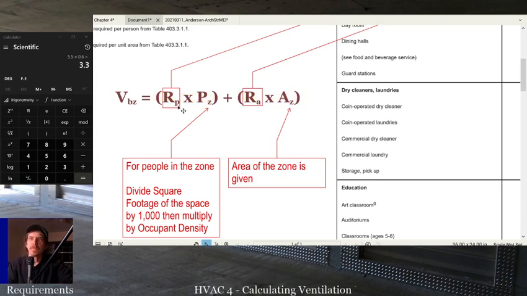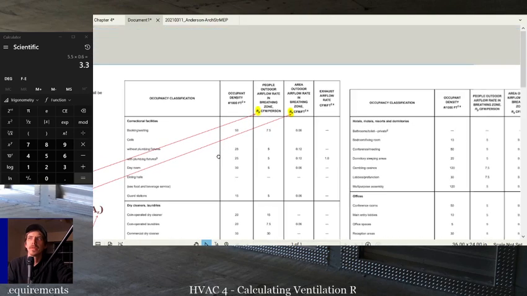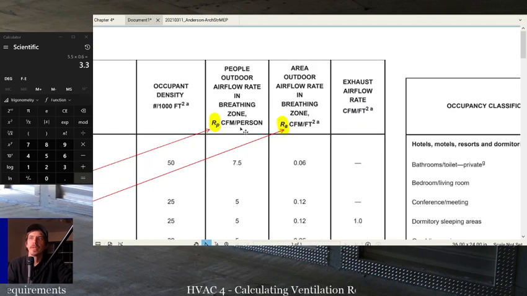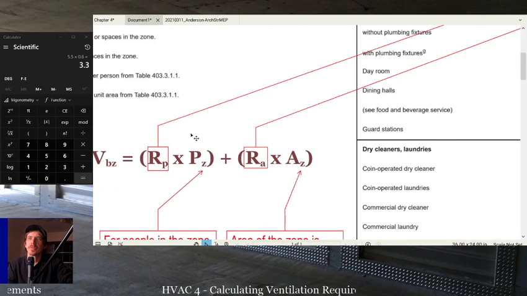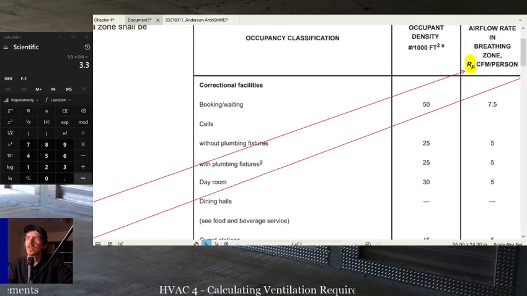Well, the rate for people and the rate for the area are given directly in this table here and here. And they even put the designation for the variables right there and there. So RP is right in the second column of the table, and RA is the third column of the table. So those, you just plug those numbers straight in based on the building type.